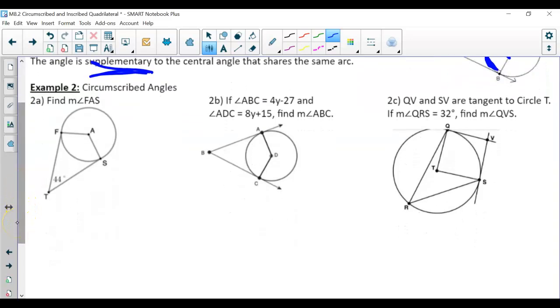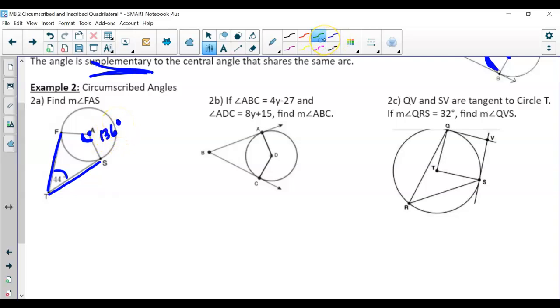Like for example, 1. If I'm looking for the measure of angle FAS, so FAS is a central angle in the center. Notice the angle of 44 degrees created by our two tangents here. So these are supplementary. They add up to 180. That's why the measure of angle FAS is 136 degrees.